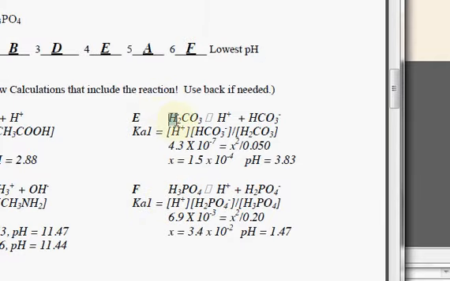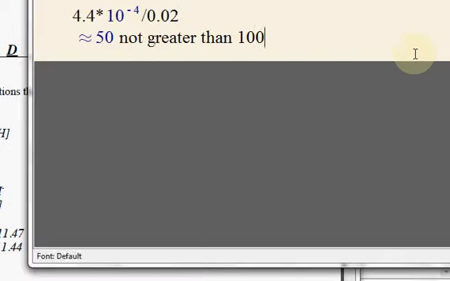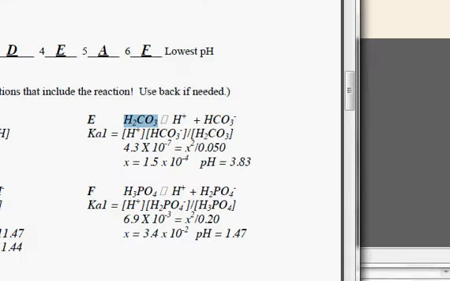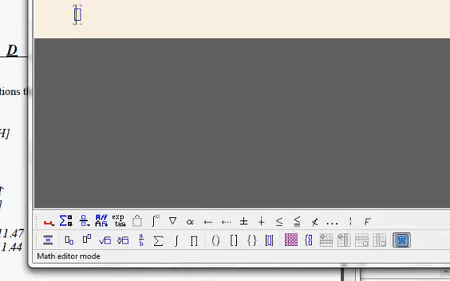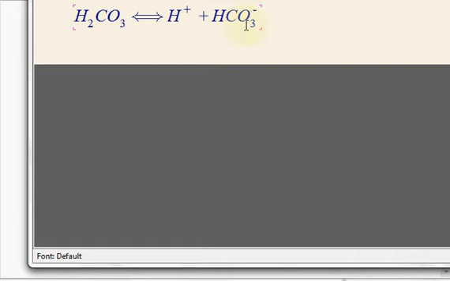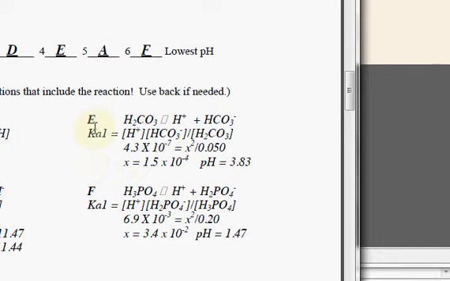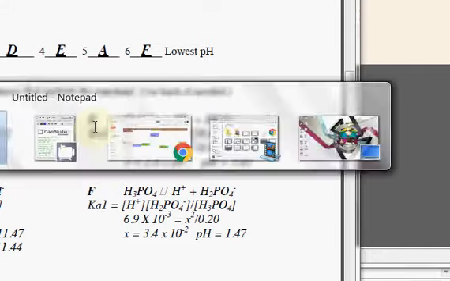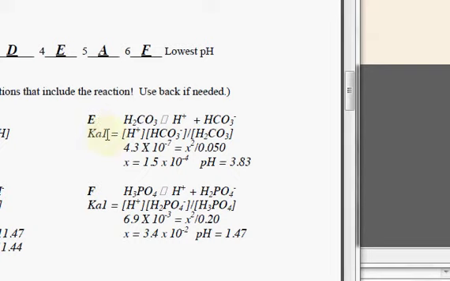So the diprotic acid, that means it has two hydrogens. We don't care about the second one hopping off because it's not going to be significant. So here's our reaction. We don't care about it losing that second hydrogen. If you look it up in a table, it will actually list more than one Ka because it can lose more than one hydrogen. So let's look up one of those tables.